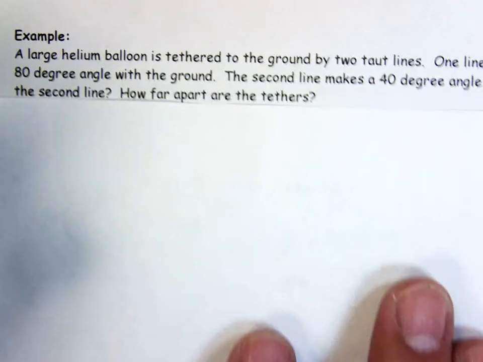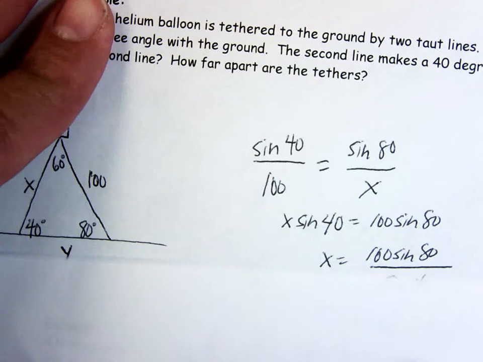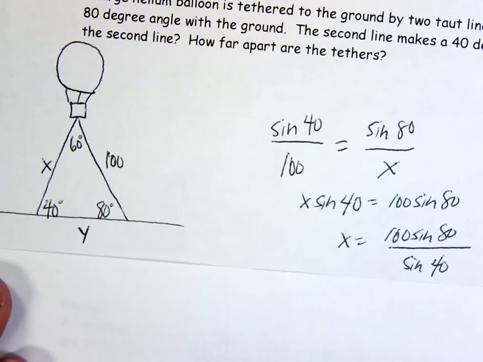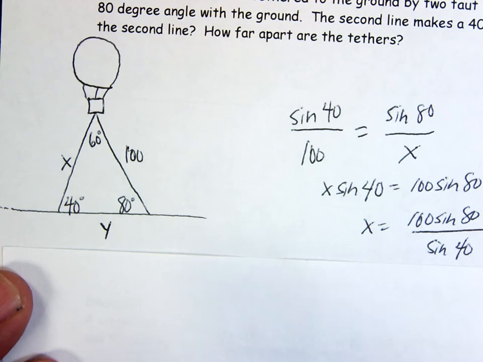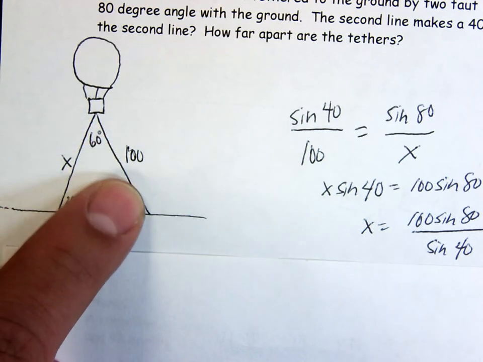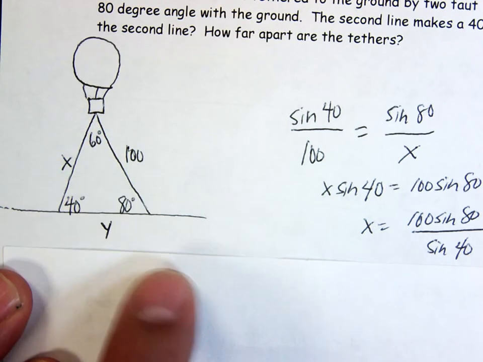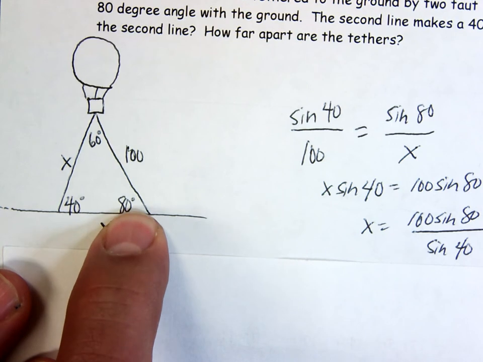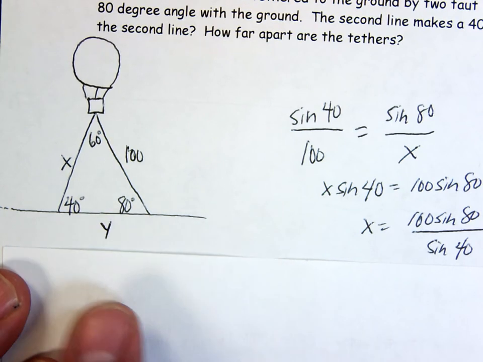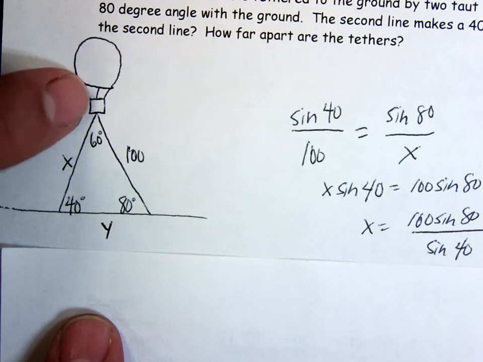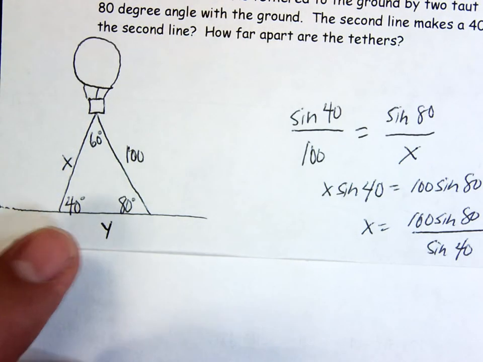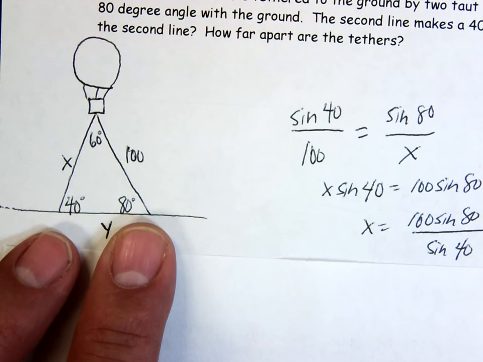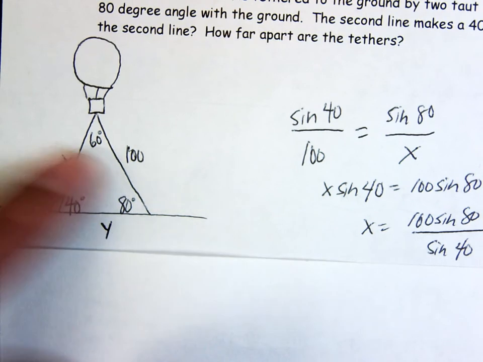Okay, so here's my beautiful picture. My helium balloon and my cords. So one is 100 feet long, which is right here, and it makes an 80-degree angle with the ground. So there's that one. The other one, I don't know the length of it, but I know that it makes a 40-degree angle with the ground. And so of course, if that's 80 and that's 40, then that's got to be 60.